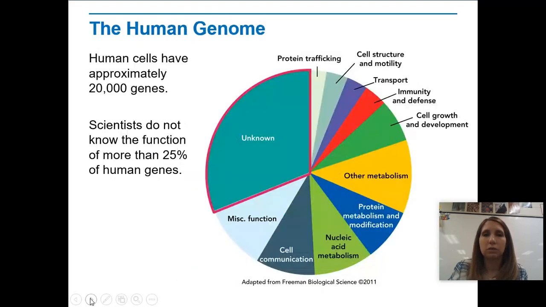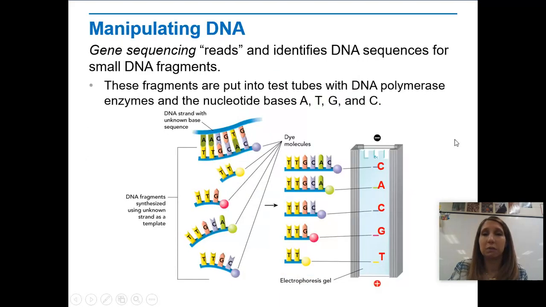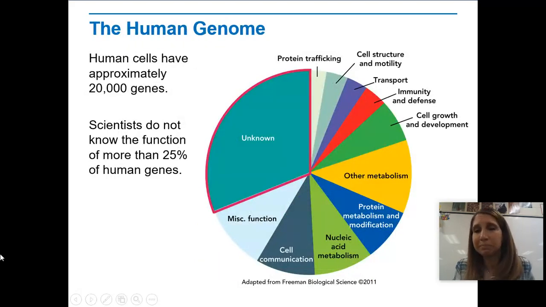Okay, so again, DNA sequencing, just to repeat one more time, or gene sequencing, identifies the order of A's, T's, C's, and G's that make up a gene or any fragment of DNA.